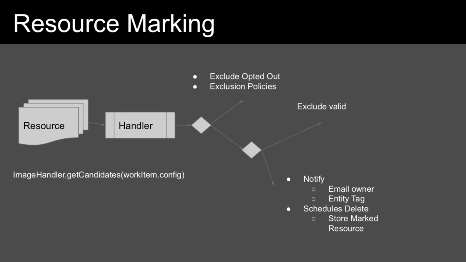Valid resources are excluded, and the ones that actually violate the rules, we notify on them. And if you have entity tags enabled in Spinnaker, we put a nice little UI alert, and I'll show that in a second. And we also schedule the delete, and the delete is done by just keeping track of all resources that are marked for deletion.